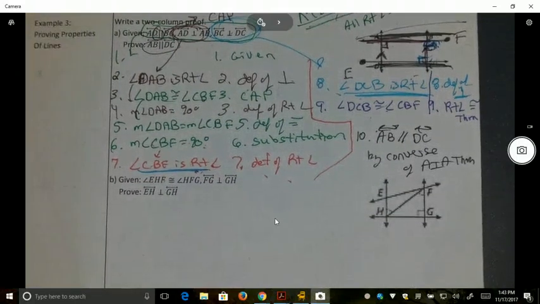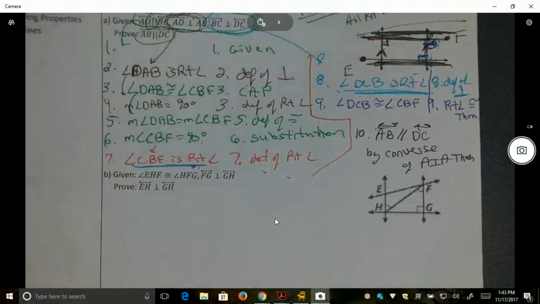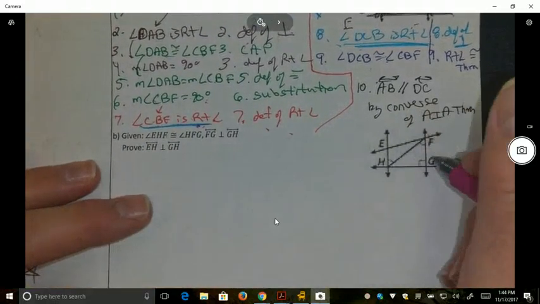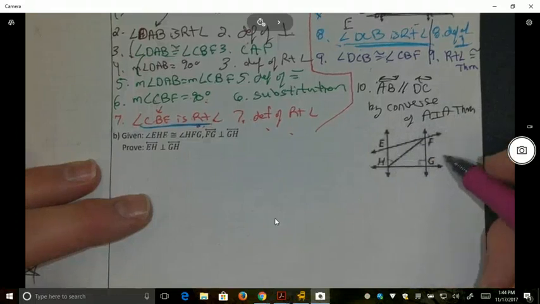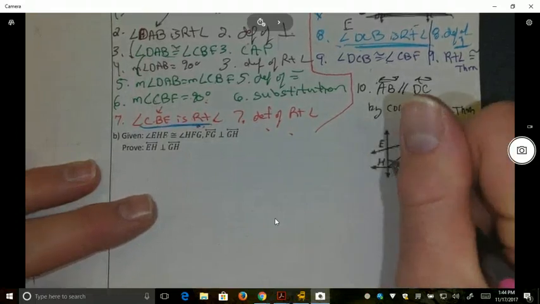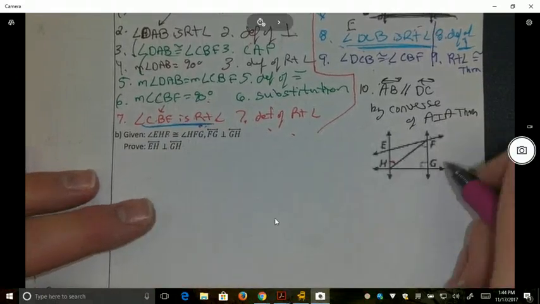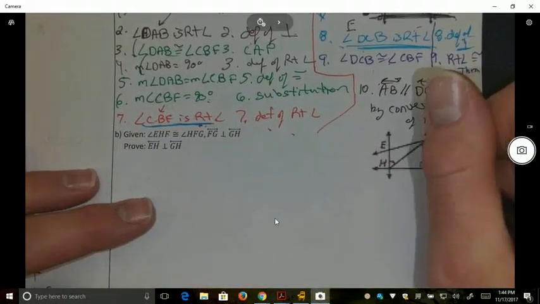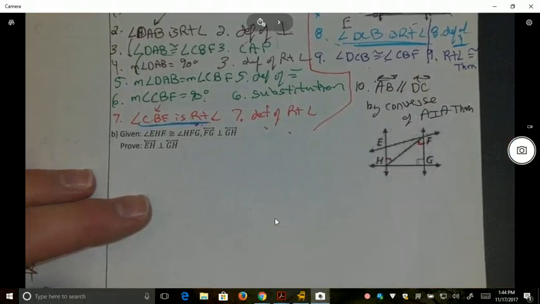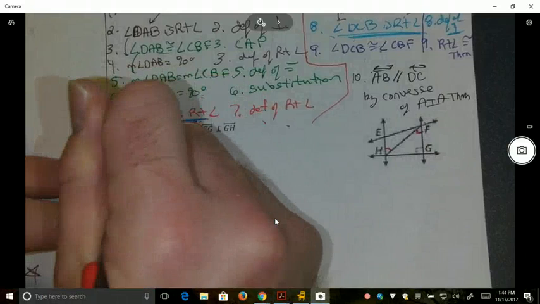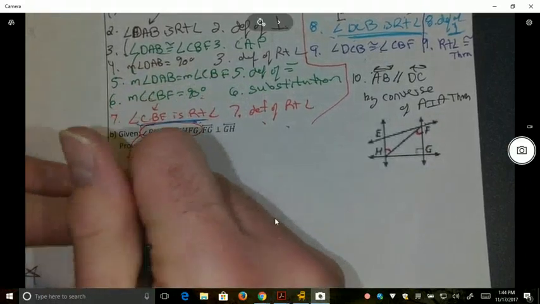I have not done this proof yet, but we're going to look at it and figure it out as we go. We were given EHF, that's this angle, and HFG are congruent. Well, you should already see something based on that given statement. Here's where it might help to separate our givens, so I'm going to do that.